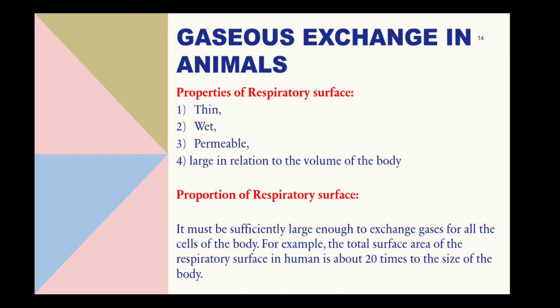Just because the internal structure and the surface area is such that it has thin walls, it remains wet, it is permeable, that gases can pass through it, and the surface area is large.